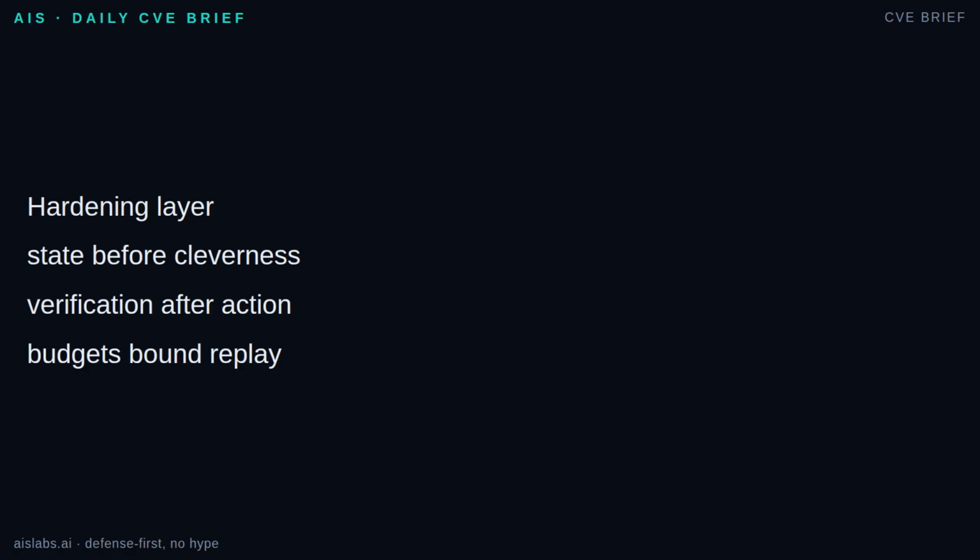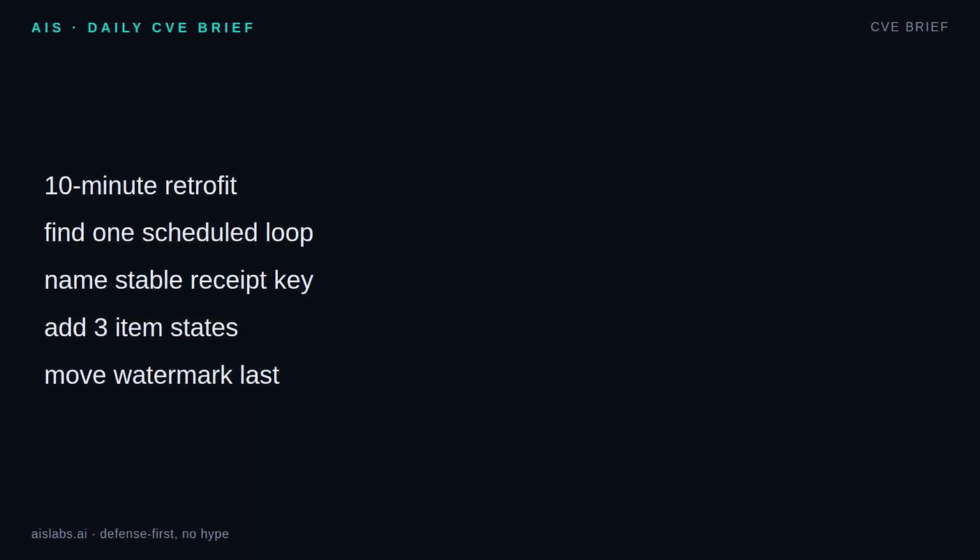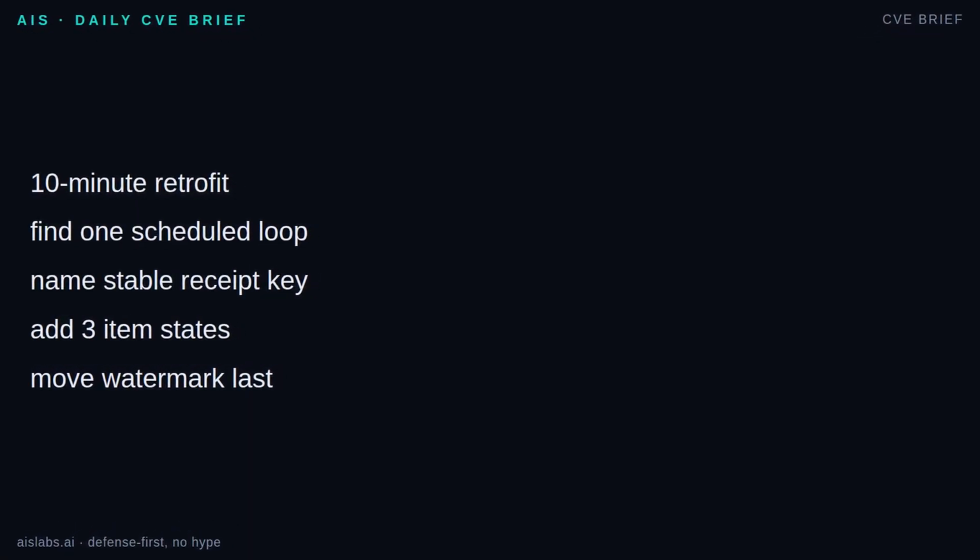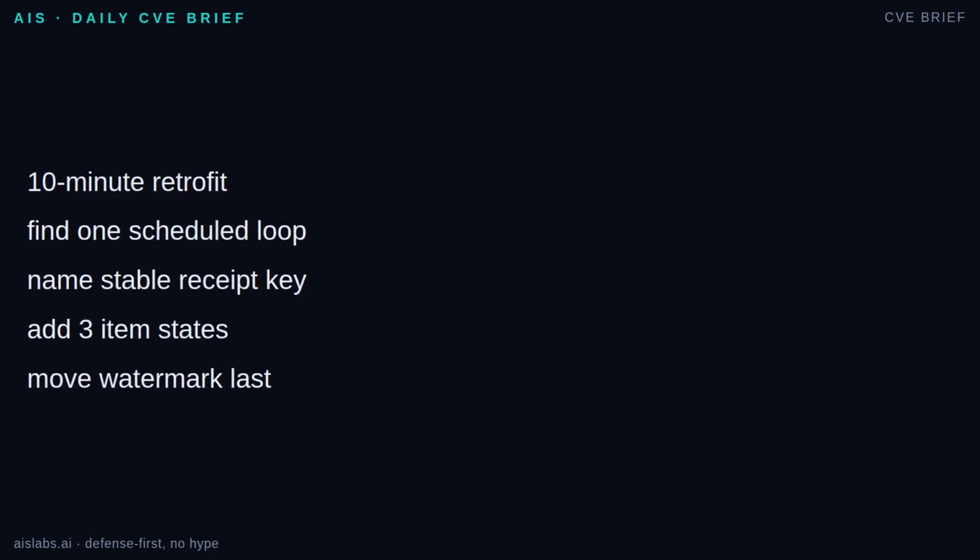It connects to verification because a receipt should record what was verified, not just that the model said it finished. It connects to budgets because replay windows increase candidate volume. You may need page limits, per run caps, and carryover state. And it connects to orchestration because multiple workers need leases or partitioning, or they will race each other while believing the ledger protects everything.